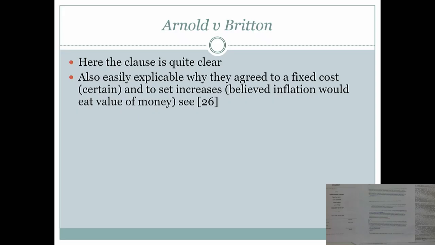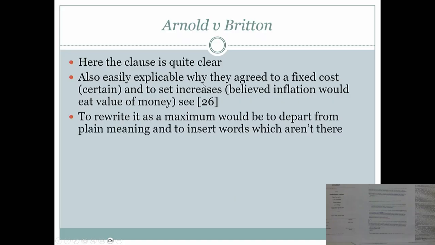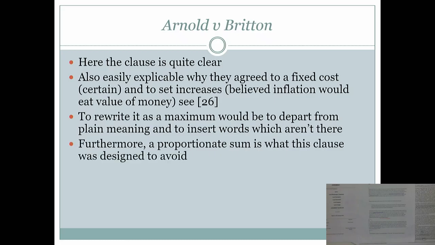Furthermore, these contracts were entered into in the late 70s, early 80s. Inflation was running higher than 10% at the time. Therefore, there were strong grounds for someone to try and inflation-proof the amount of upkeep needed. To rewrite this as a maximum would be to depart from the plain meaning and to insert words which aren't there. Furthermore, to argue that there was a proportionate sum or a reasonable sum based on each chalet's proportion is entirely the argument which this clause is designed to avoid.